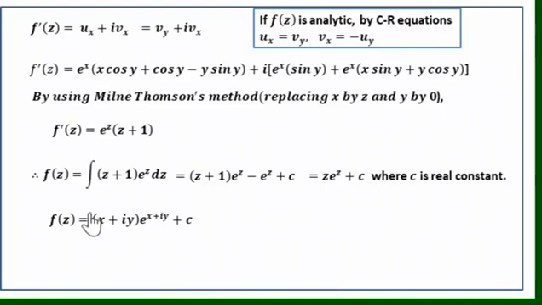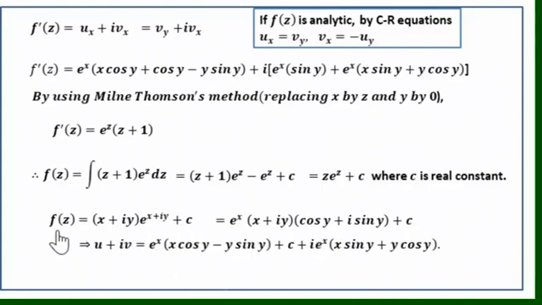So (x + iy) e^(x + iy) + c. We have e^(x + iy) can be written as e^x times e^(iy), and by Euler's formula e^(iy) is cos y + i sin y. So this becomes e^x (x + iy)(cos y + i sin y) + c. That is, the left side f(z) is u + iv, and the right hand side, e^x, multiply this and write x cos y.